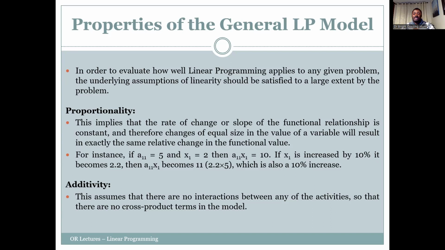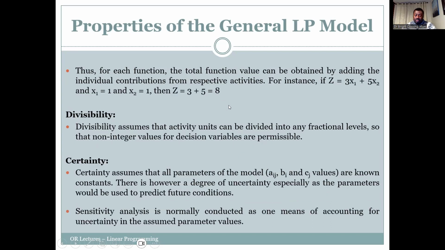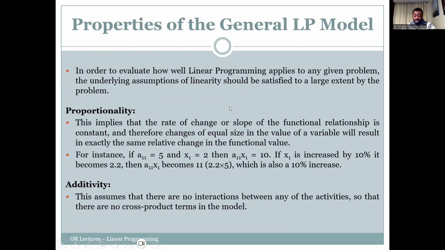So linear programming models assume that there is some element of linearity. Sometimes it's not applicable to geological variables or some naturally occurring variables, which are usually nonlinear. But if they appear to be linear, then we can use linear programming to solve that. So we can assume that there is proportionality.